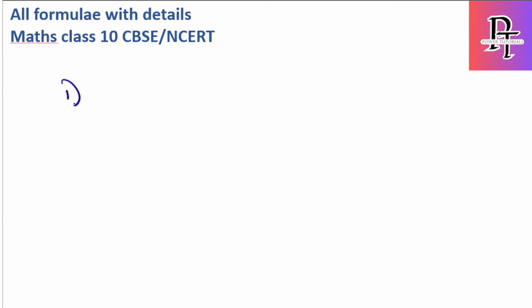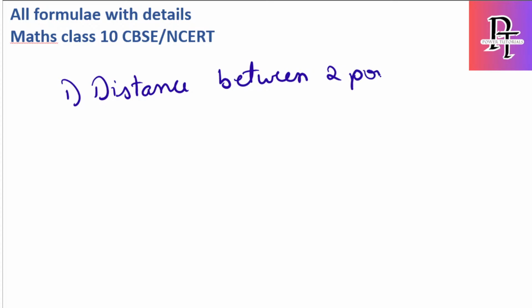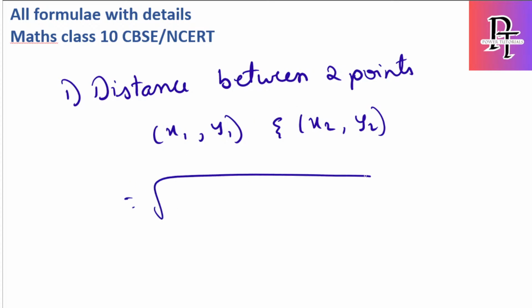First one, distance between 2 points. So for the distance between 2 points formula, let's suppose the points are x1 comma y1 and x2 comma y2, then the distance between these 2 points is root of (x2 minus x1) whole square plus (y2 minus y1) whole square. This is the main formula for distance between 2 points. This is a very easy formula.